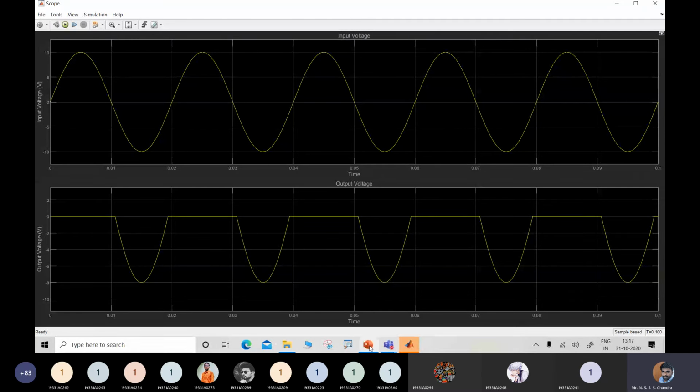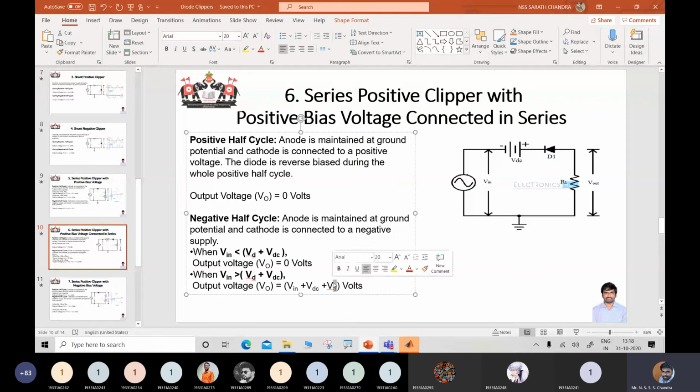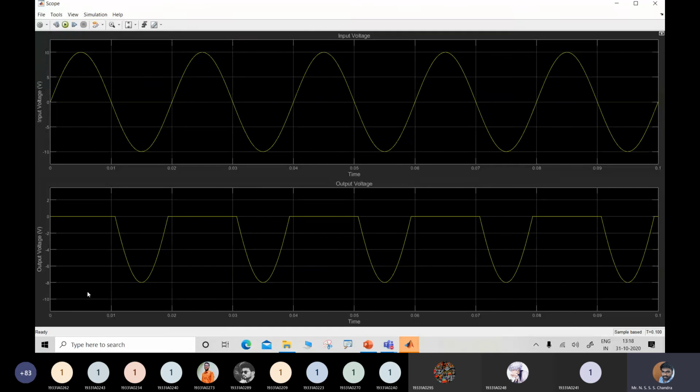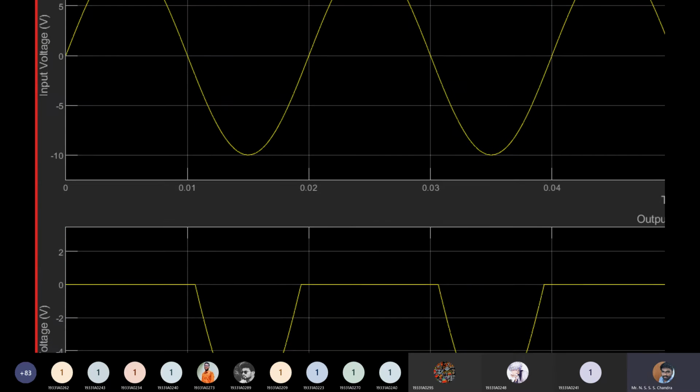You can see what output voltage you're getting when the diode is conducting: VIN plus VDC plus VD, right? Because we have taken VD as 0, it will be VIN plus VDC. So what will be the maximum negative peak voltage we are observing in the output? Can you see this? It is minus 8 volts, not equal to minus 10 like in the input.